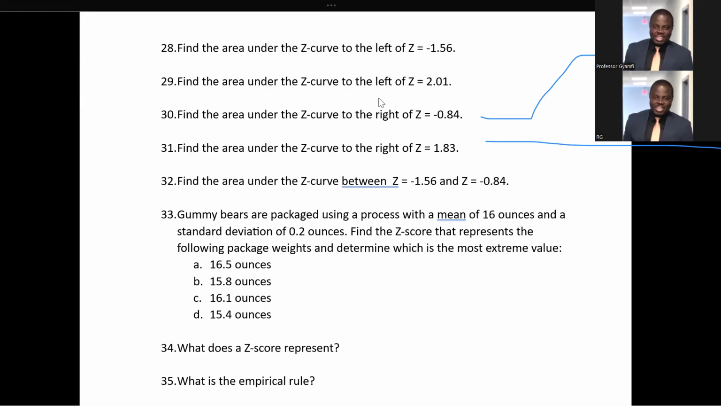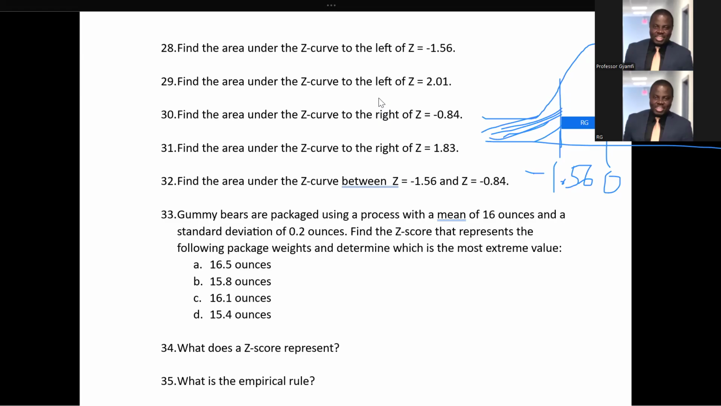Okay, this doesn't look good. It's difficult trying to use the cursor to draw. All right, so you know that the middle part is 0. That is the mean. Now, negative 1.56 is going to be on the left because it's negative. And it says the area to the left. So that area.